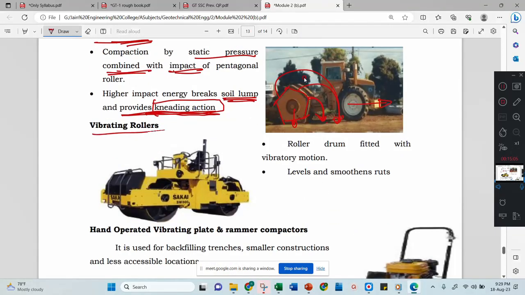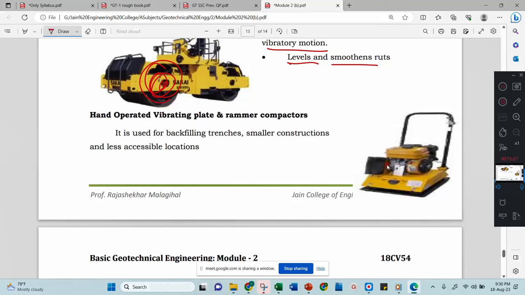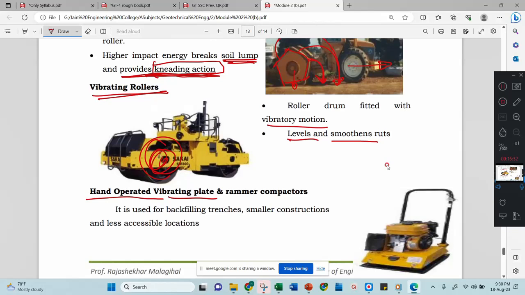Then comes the vibrating roller. Most of you might have seen it in highway projects. The roller drum is fitted with a vibratory motion, so vibrations will be there. Level surfaces and smoother finish. The suitability of vibration is for sandy soil. Even uniformly graded sand you can compact by vibration.